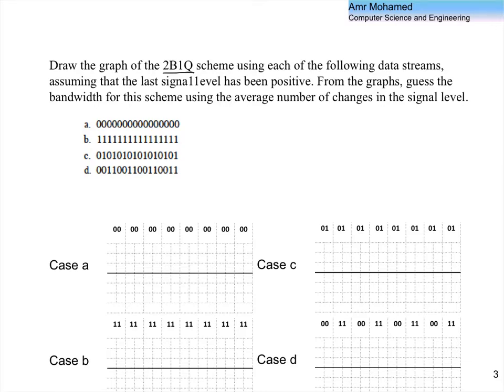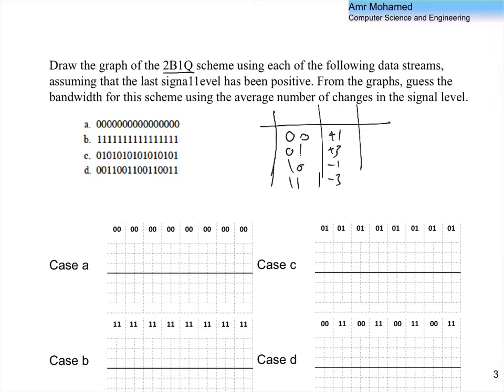For the first case, we have straight zeros, and then we have different streams for each case. So the best thing is first, especially for 2B1Q, is to write the lookup table. Okay, so we have 4 different combinations of bits: 0 0, 0 1, 1 0, and 1 1. Then the signal levels, you can use whatever signal level for each bit combination. It doesn't matter. So here we can use +1, +3, -1, -3.